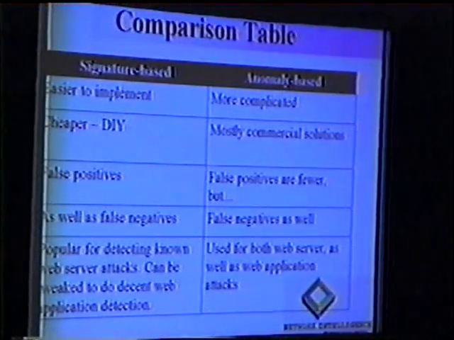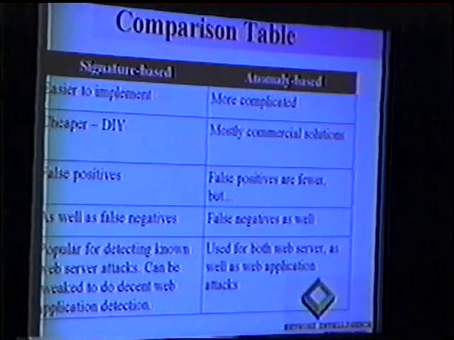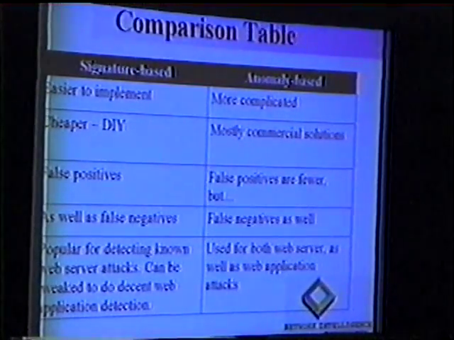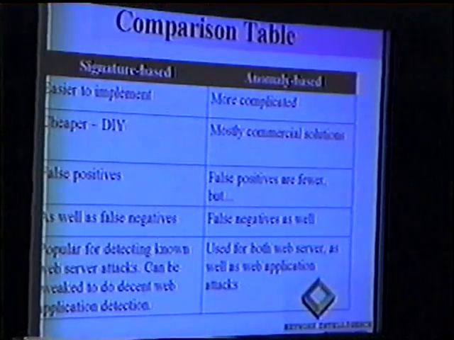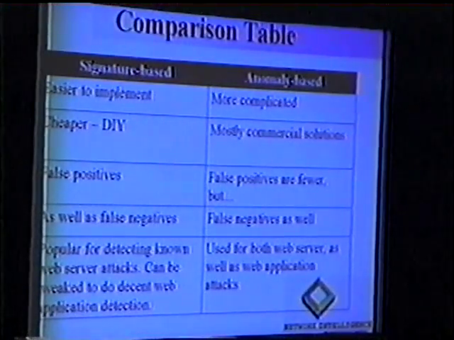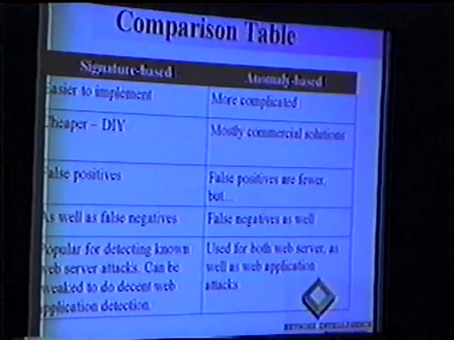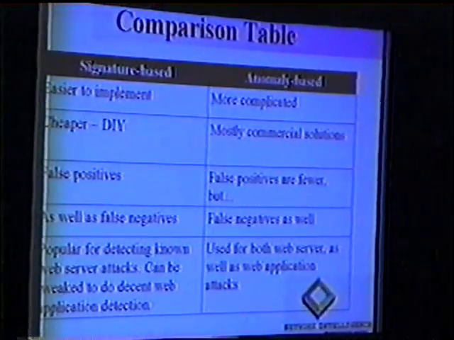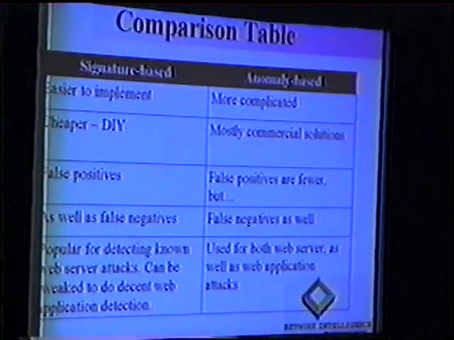Anomaly-based theoretically should have fewer false positives, but it would have false negatives as well. An attacker might be really smart and evade the learning mechanism that an anomaly-based IDS goes through. Signature-based traditionally has been used more for detecting web server attacks rather than for detecting attacks against the web application.